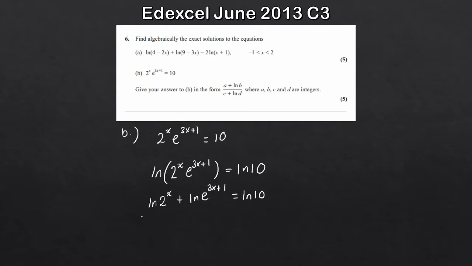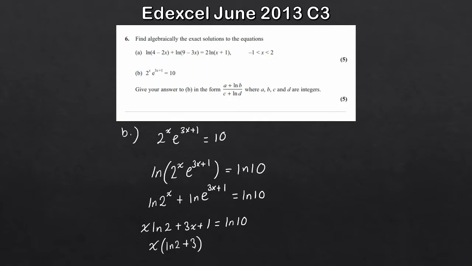So what I get left here is, taking this x down to the front using the power rule, x ln 2 plus 3x plus 1 is equal to ln 10. What I can do now is subtract this 1 off here, so I'm going to get minus 1 plus ln 10, and that's going to be equal to x ln 2 plus 3x, and then we can factor that x out. That's going to be x times ln 2 plus 3.